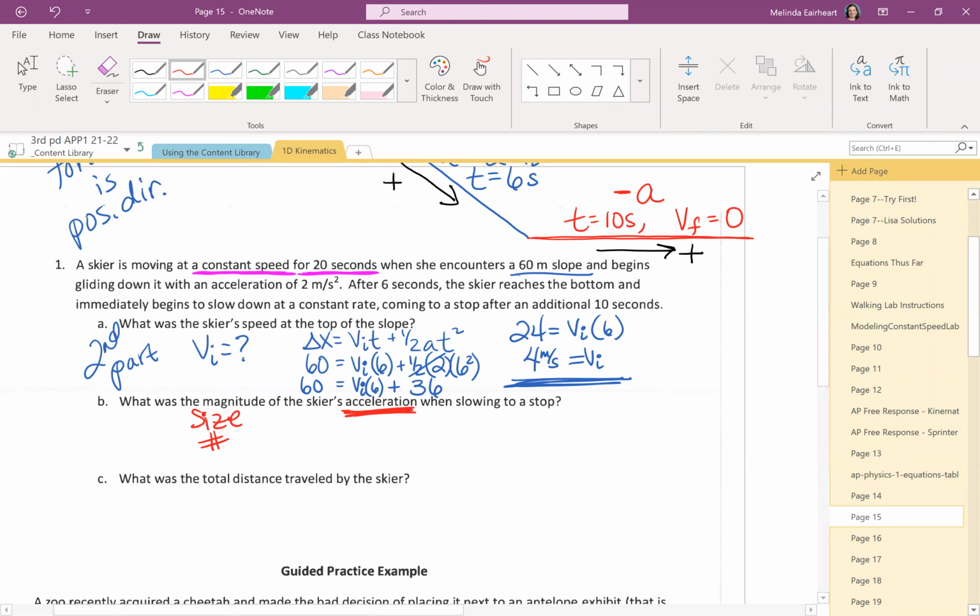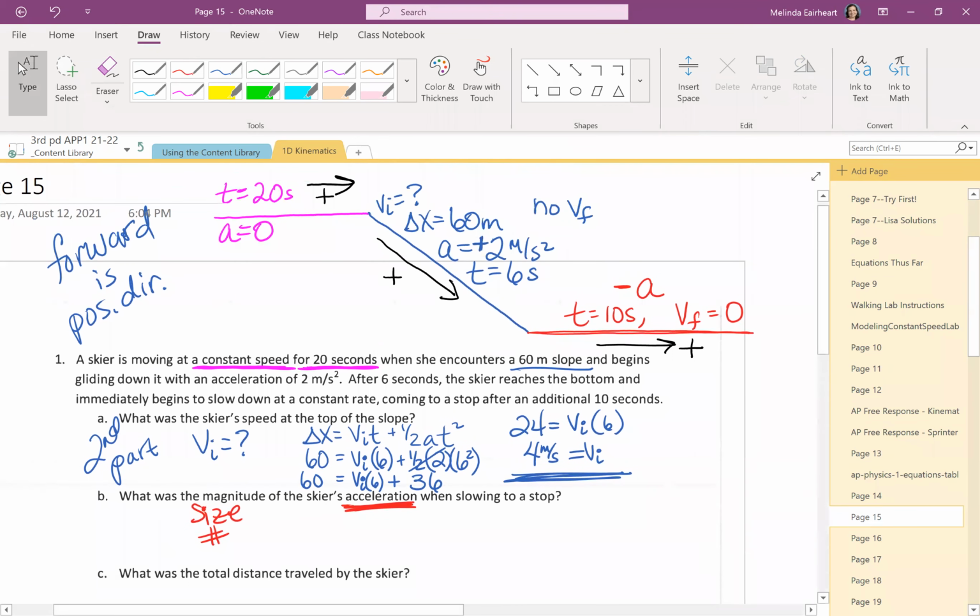And so what portion of the ski slope are we looking at? Part 1, 2, or 3? Where are we slowing to a stop? Part 3. And so we're going to be focusing on part 3.